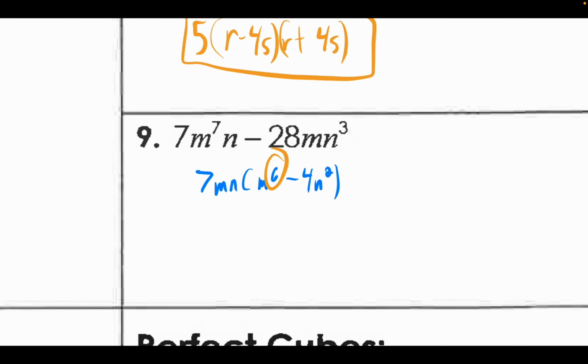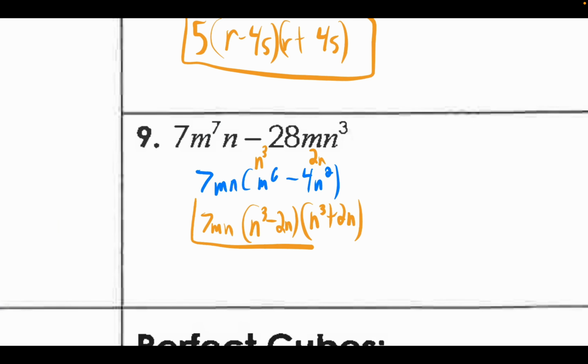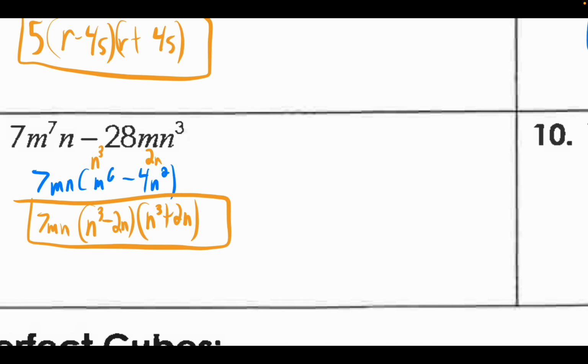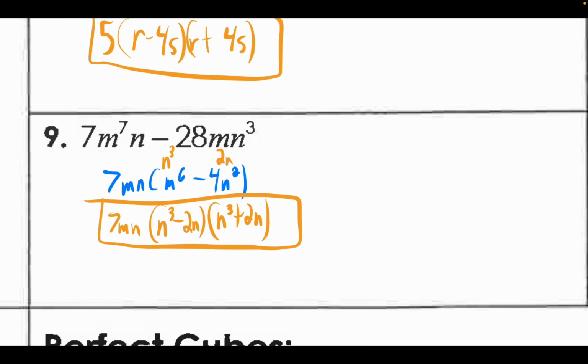And even though 6 is not a perfect square, we don't need it to be, because n to the third times n to the third is n to the 6th, because you would add the exponents when you multiply the bases. And then 2n times 2n is 4n squared. So this is now n cubed minus 2n, n cubed plus 2n, and we have 7mn out in front. Oh, I mixed this up here. This should be an m, this should be an m, and this should be an m. There we go. That's much better now.